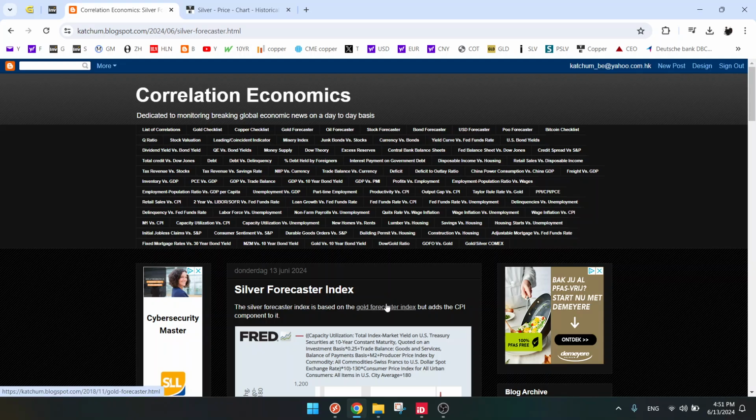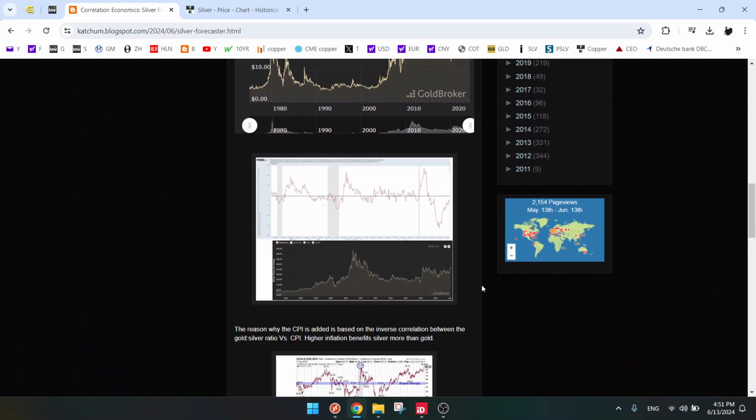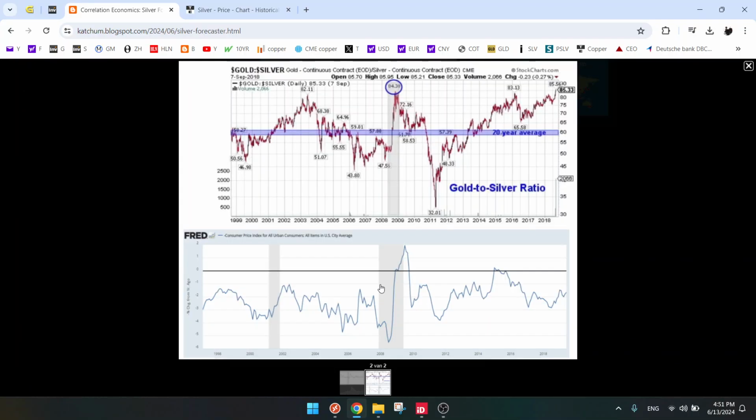And this is actually based on the gold forecaster index, but there's one difference. I added a CPI component to it. So how did I do this? Why a CPI component? Look at this chart. If we can predict the gold price, we can use the gold-silver ratio to predict the silver price, right? So how does this gold-silver ratio change in time?